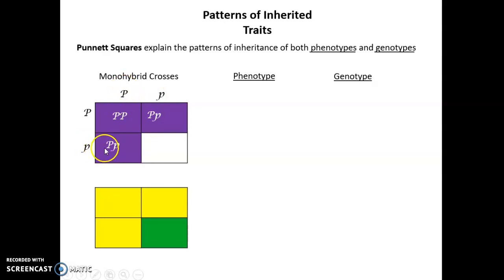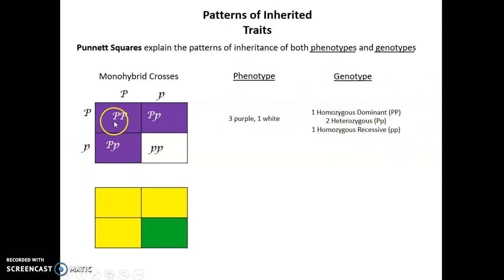We could have this gamete and this gamete. We could have this gamete with this gamete. So you can see you get three purple flowers and one white flower possibilities. So those are phenotypes, three purple to one white. For the possibilities for genotypes, we have one homozygous dominant right here, it'll be purple. We have two heterozygotes, and we have one homozygous recessive white.